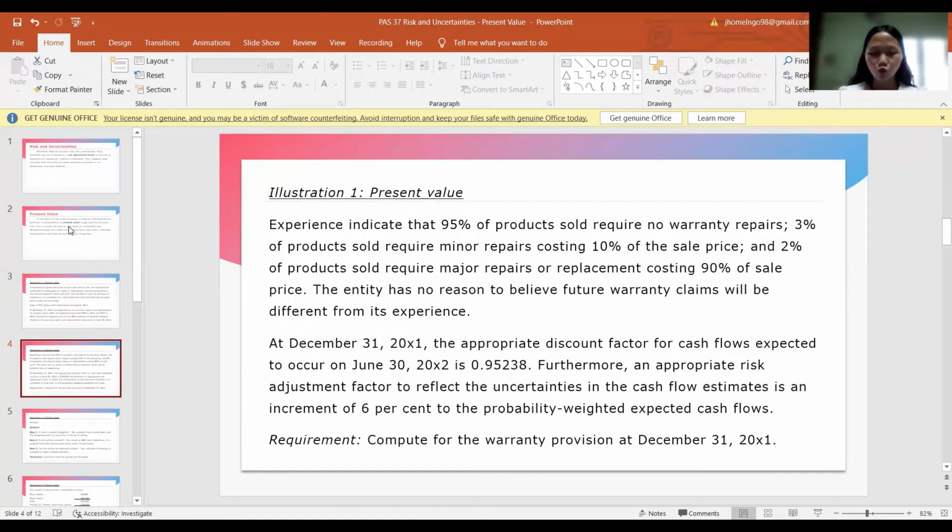At December 31, 20X1, the appropriate discount factor for cash outflow expected to occur on June 30, 20X2 is 0.95238. Furthermore, an appropriate risk adjustment factor to reflect the uncertainties in the cash flow estimates is an increment of 6% to the probability weighted expected cash flows. Requirement: compute for the warranty provision at December 31, 20X1.